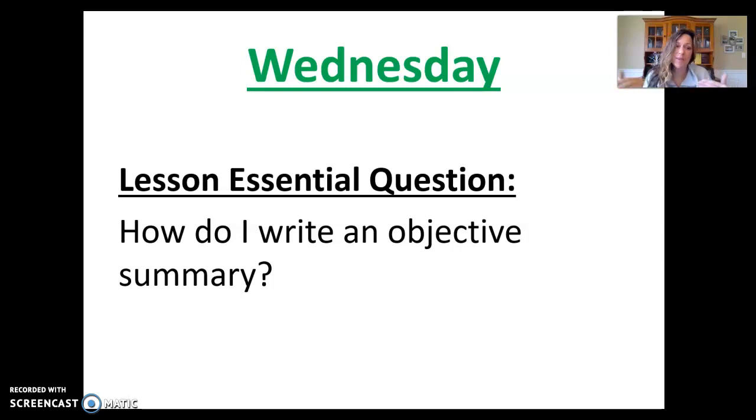So this is just a pretty simple step for today. Everybody's online today, so I wanted to keep it quick and simple for you. We're just going to fill out a graphic organizer today, and then you're going to make a Padlet response in Padlet. The link is right here in Schoology for you. So, of course, how do I write an objective summary is what we are going to be trying to do. Remember, we aren't putting opinions in any of this information that goes into the summary.